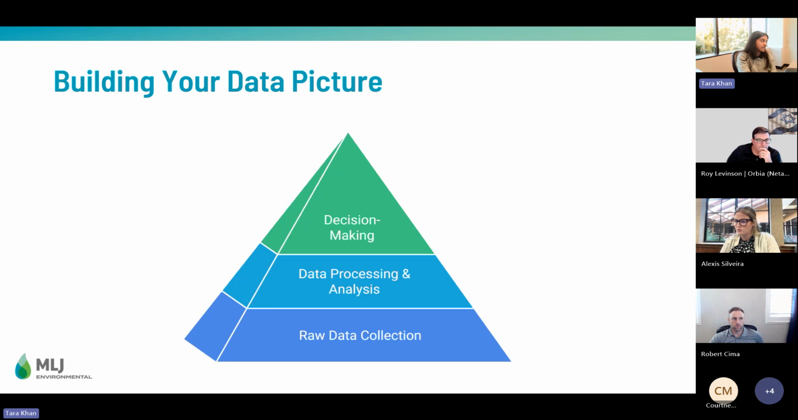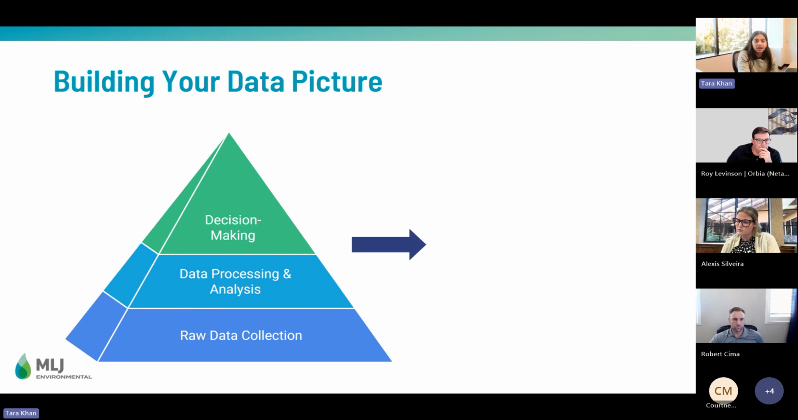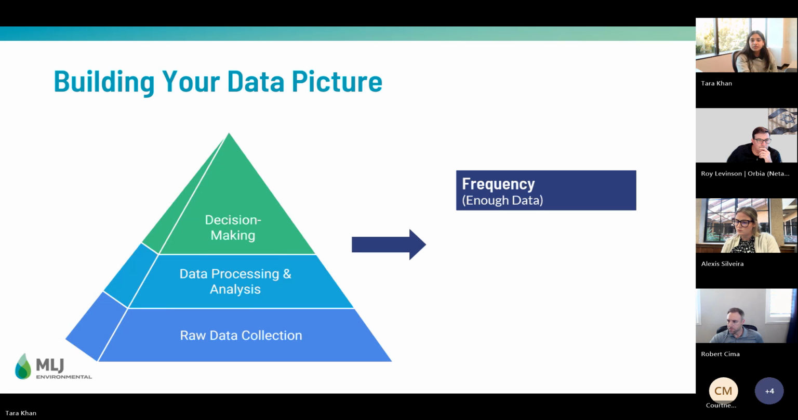So we're starting here with raw data collection at the bottom. I know people get hung up on, okay, what data do I need? How do I store the data? Both of which are very important, but the meat of it is really the collection, right? So there's a couple principles that I wanted to point out here of data management generally and data collection as well. The first being frequency. Do we have enough data to tell us something that makes sense? Do we have enough data where we're starting to identify trends and patterns? So frequency of data is the first principle.